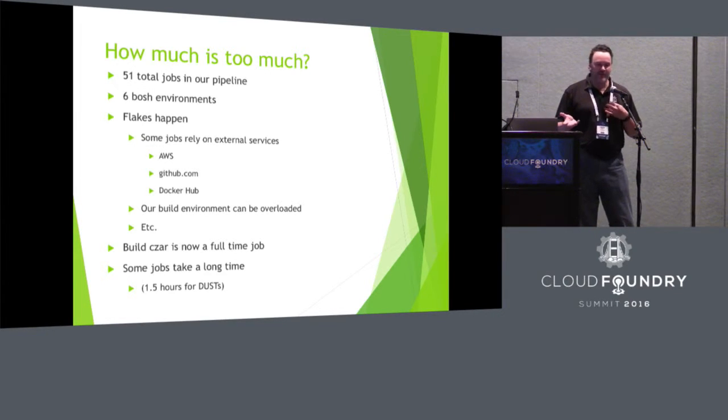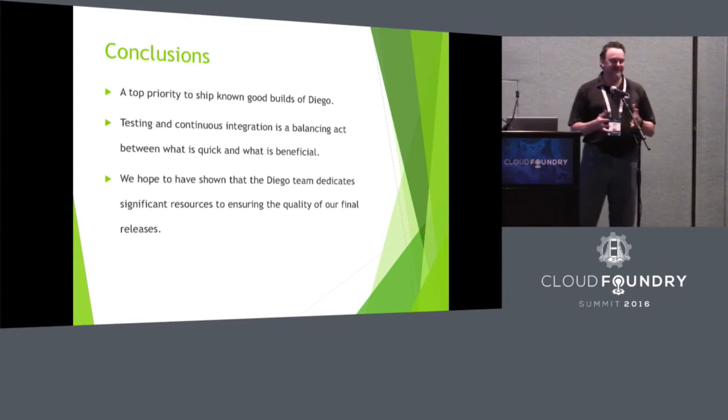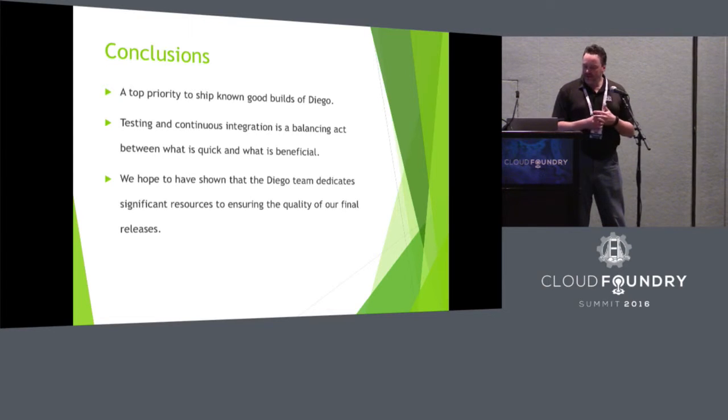When we pair in the morning and decide who's going to work on what, we always have a pair whose job is the build czar, right? Their job is to watch this pipeline all day. And some days, that's a full-time job. So it's always a balancing act between how much testing we're doing in the CI and getting things out. Sometimes, because we have issues, it can take at least a pair away from doing productive work because all they're doing is watching the build. So we know it's a balancing act, but in general, our top priority as a Diego development team is to produce top quality builds, and that's why we have all this testing. So we want to balance between how much testing we're doing and delivering code.